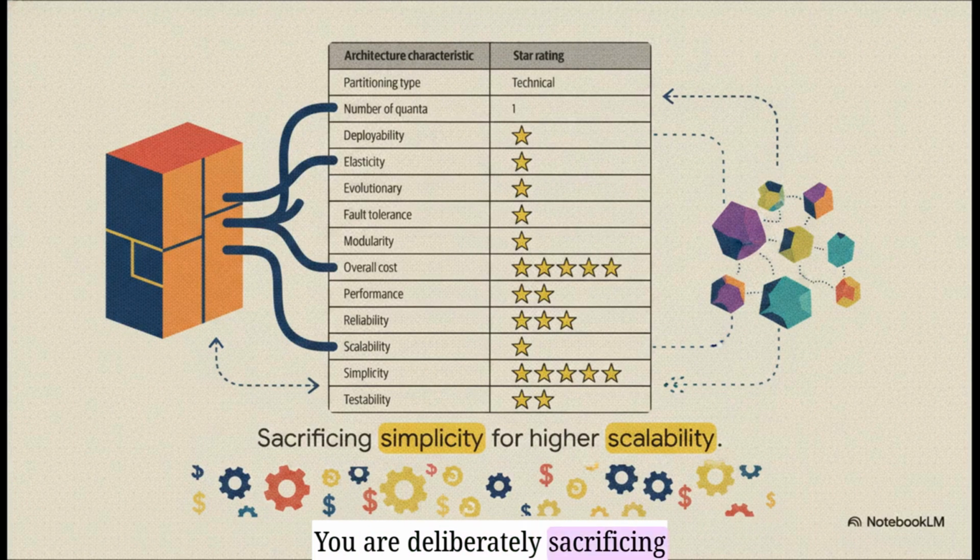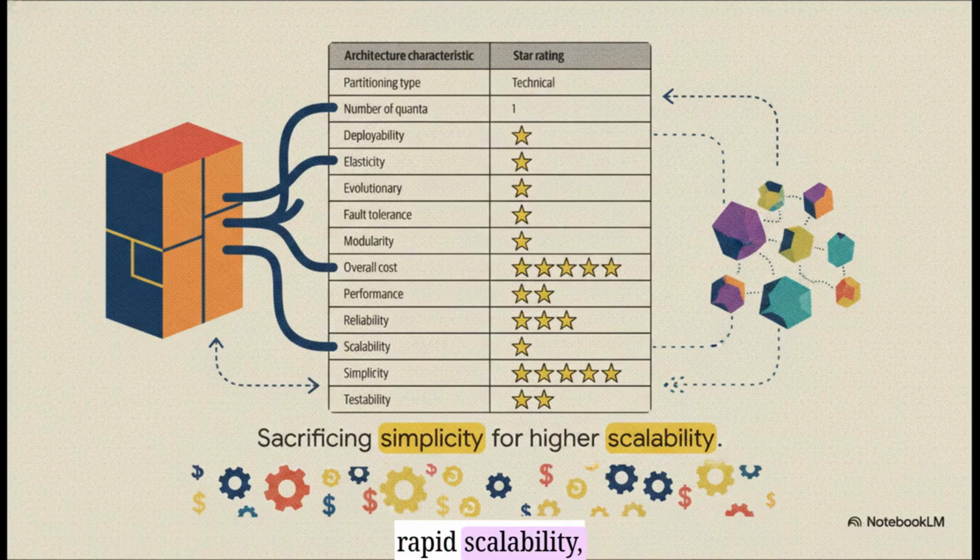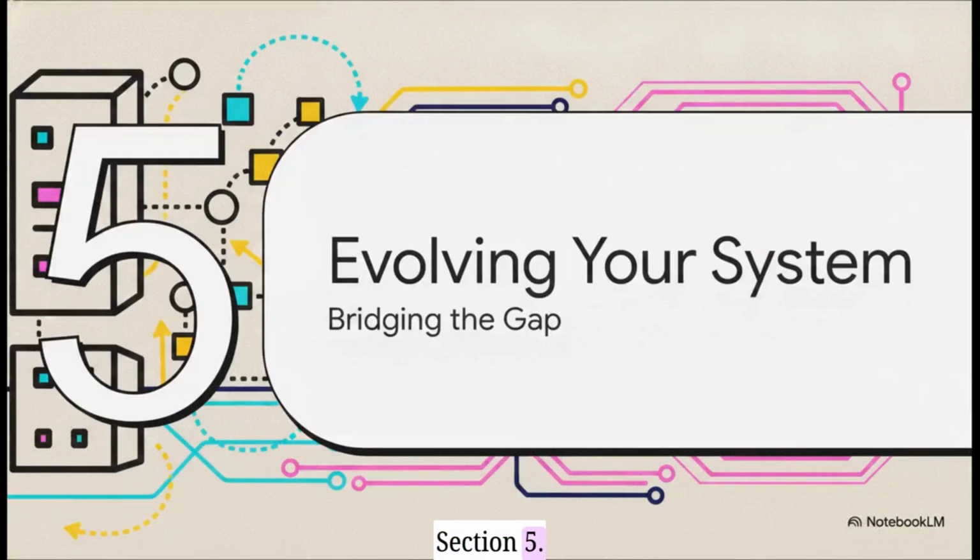So it perfectly illustrates the ultimate trade-off. You are deliberately sacrificing that amazing 5-star simplicity and low cost of a monolith. And what are you buying with all that increased complexity and operational headache? You're buying the multi-star elasticity, rapid scalability, and robust fault tolerance that really only a distributed system can reliably give you.